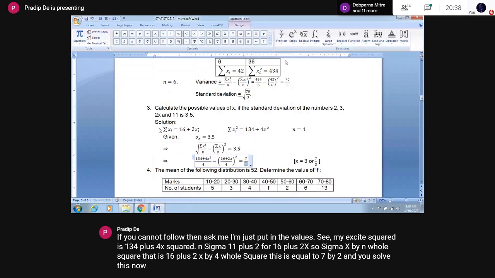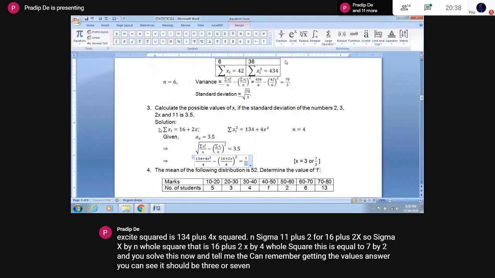Let's solve this now and tell me whether it values. It should be 3 or 7 upon 3.